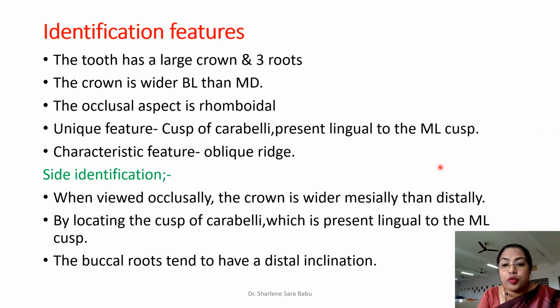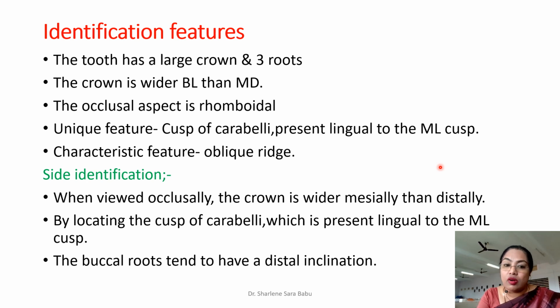And how do you identify this permanent maxillary first molar? The tooth has a large crown and 3 roots. The crown is wider buccolingually than mesiodistally. The occlusal aspect is rhomboidal. The unique feature is a cusp of Carabelli present lingual to the mesiolingual cusp, and the characteristic feature is the oblique ridge.